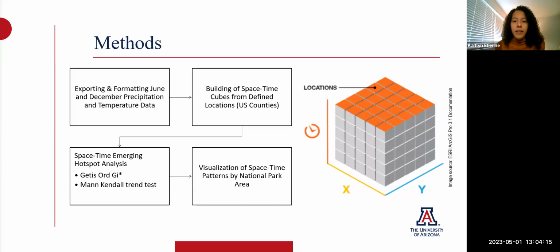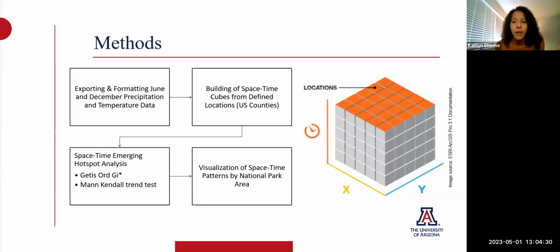So you can see on the right, this is an example of a space-time cube. It's a 3-dimensional cube where the z-axis is time, and you basically create a bunch of time steps that stack on top of each other. I ended up making 13 time steps out of my data.